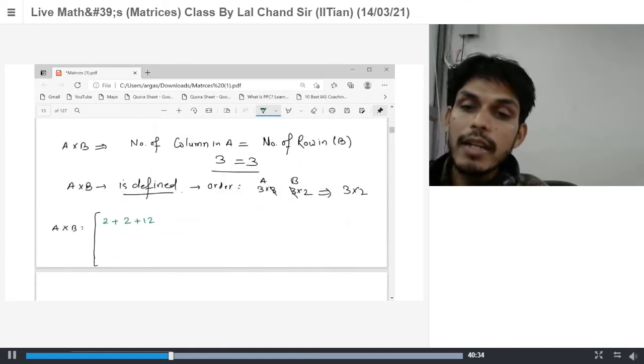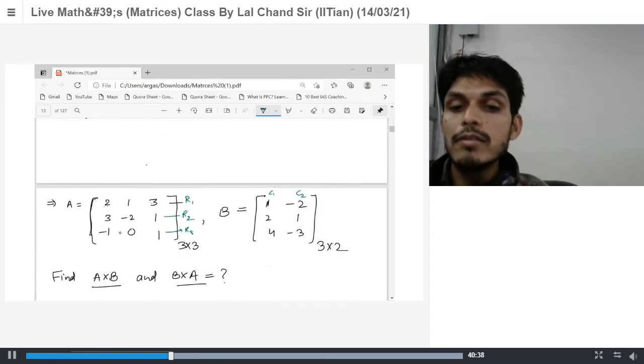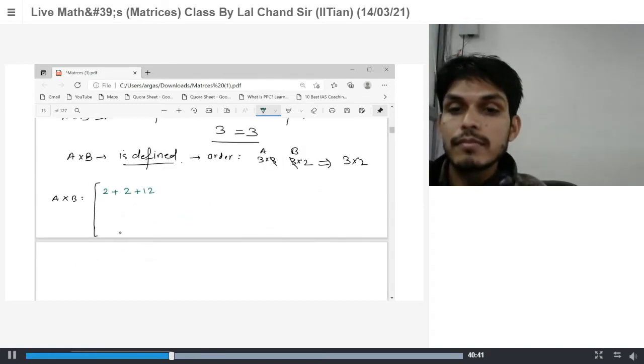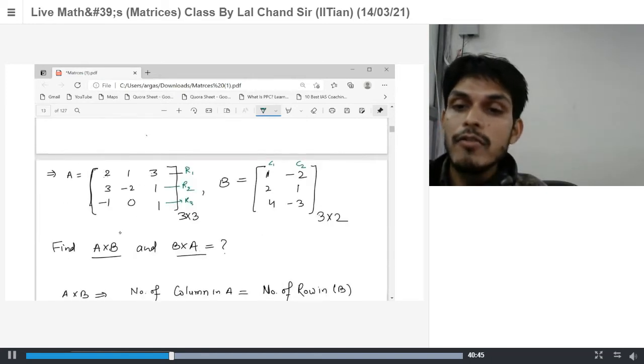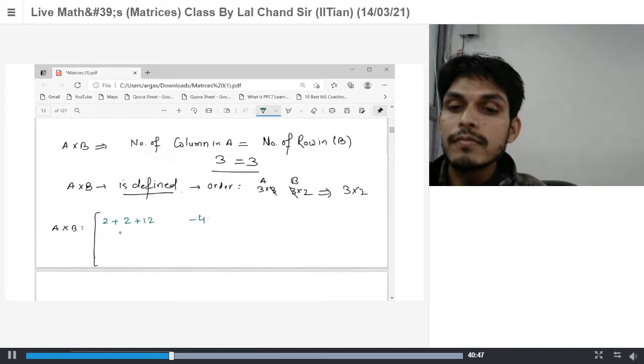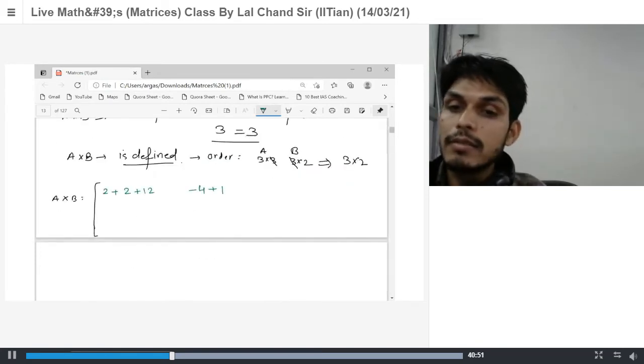Now I have second element, that is R1 C2. So that 2 into 2, minus 4. Okay. So then I have 1 into 1, plus 1. 3 into minus 3, that is minus 9.